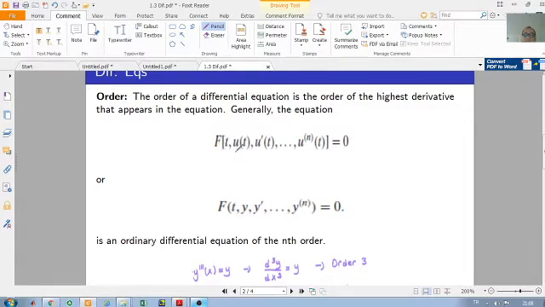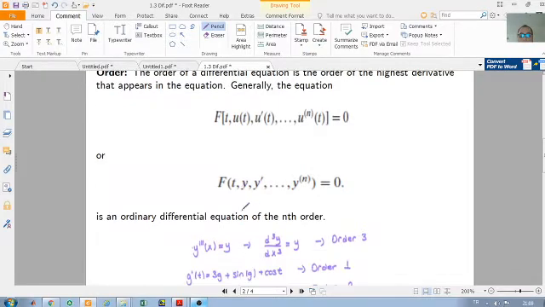Or instead of the function u of t, we can write just y, y prime, y double prime, up to the nth derivative of y, equal to 0. For example, we have the second derivative of y minus x times y prime plus 5 equal to 2 minus x. Writing these terms on the left hand side, and considering the independent variable as x, we have the second derivative minus x times y prime plus 3 plus x equal to 0.